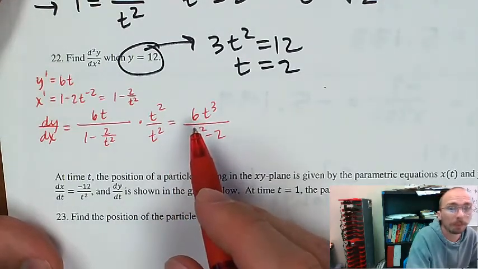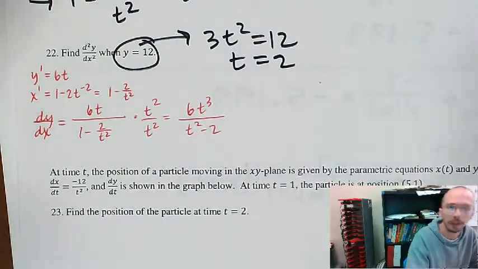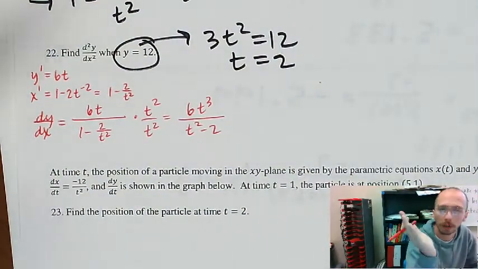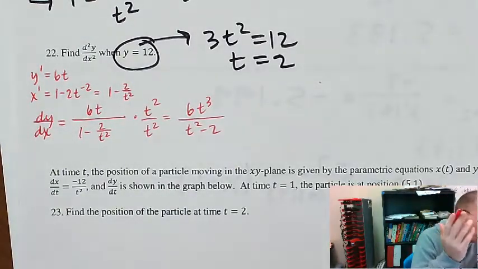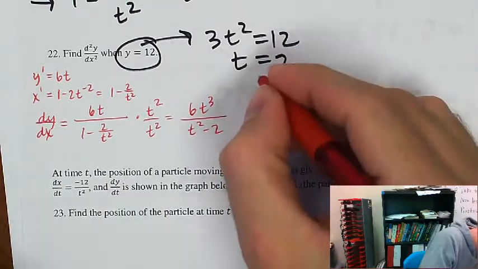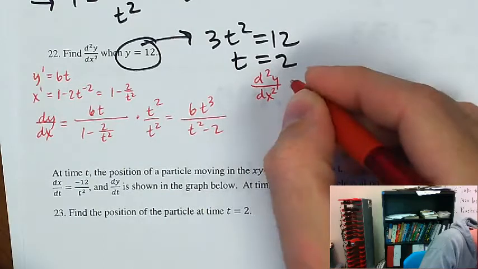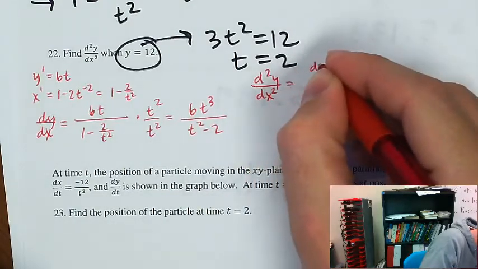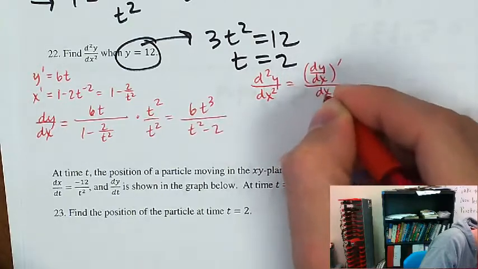You could synthetic divide that if you wanted, but at a certain point, you have your pick. You're going to do hard work on calculus, or you're going to do hard work on algebra. Like, what's it going to be? There's no avoiding it. So we know that the second derivative of y with respect to x is going to equal the derivative of dy/dx divided by dx/dt.